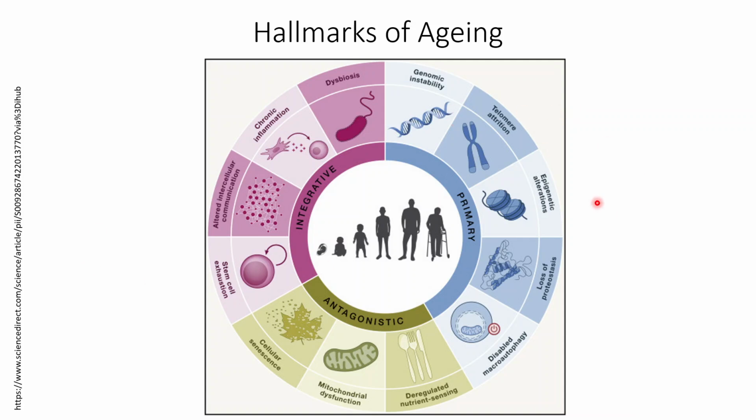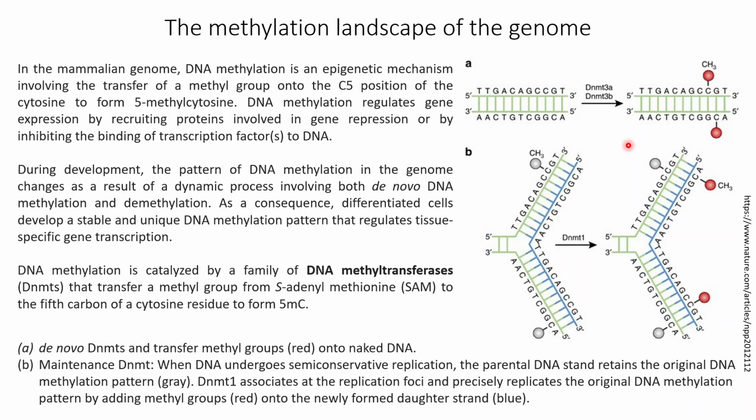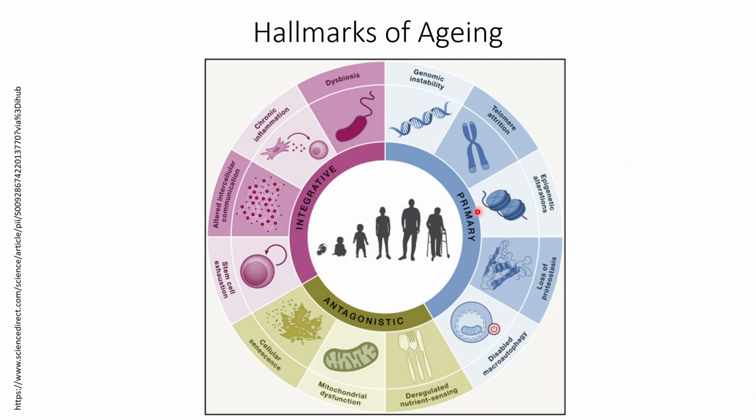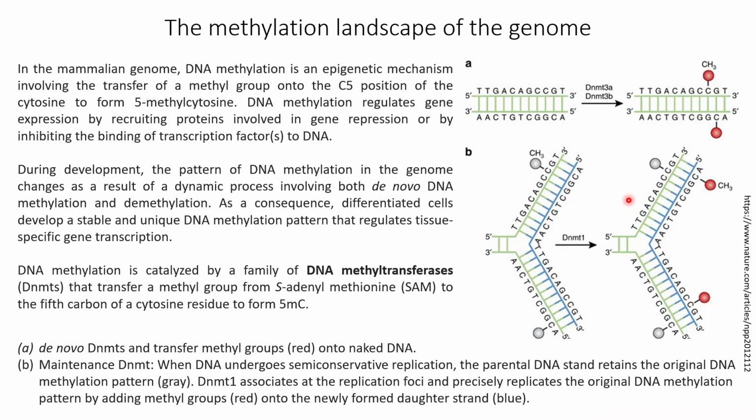So this is just a summary of all of that that was also explained in your coursework. One of these things, like I mentioned here, was epigenetic alteration. So I thought I would go into it in a little more detail because it's useful to understand. As we know, in the mammalian genome in this case, DNA methylation is an epigenetic mechanism that is very important, and it actually involves the transfer of a methyl group, so a CH3, right, onto the C5 position of the cytosine to form a 5-methylcytosine.